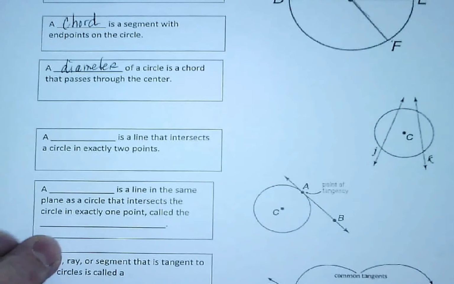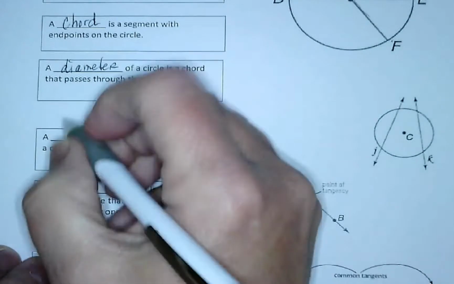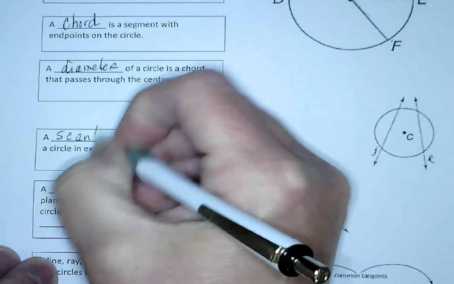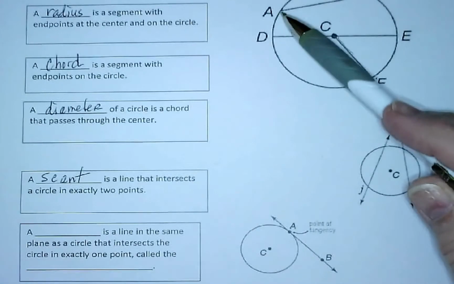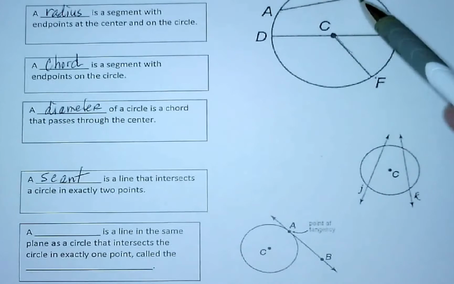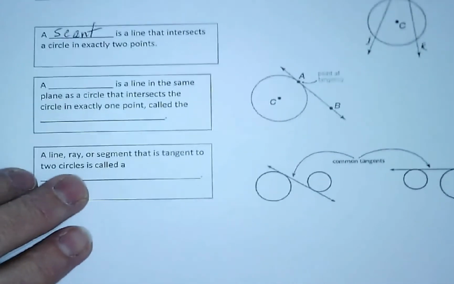A blank is a line that intersects the circle in exactly 2 points. We call that a secant. A secant is similar to a chord, but a secant is considered a line with arrows on the end. A chord has a segment with endpoints on the circle.